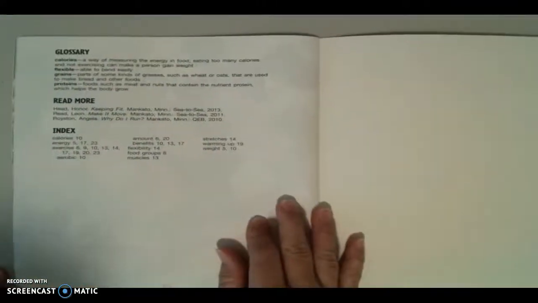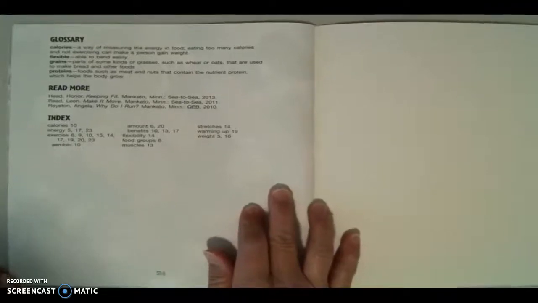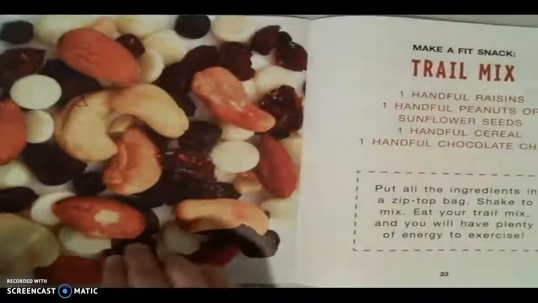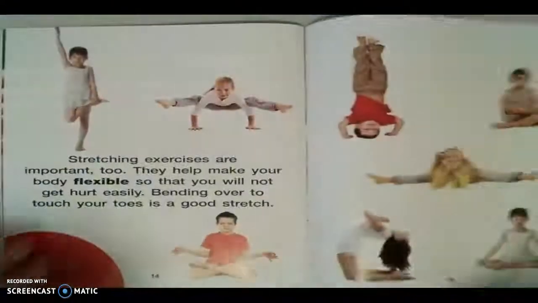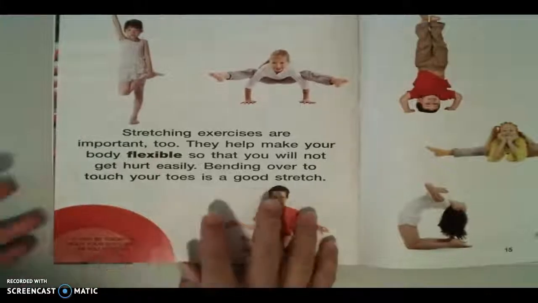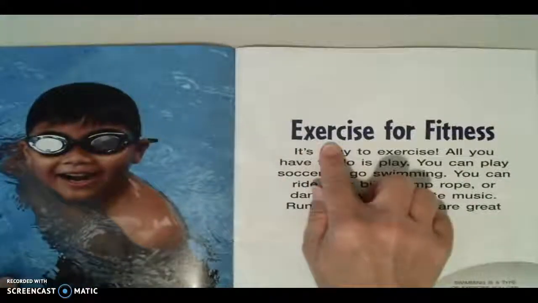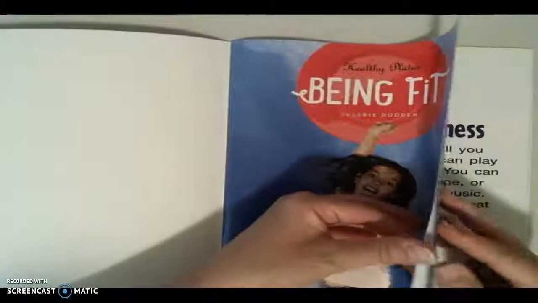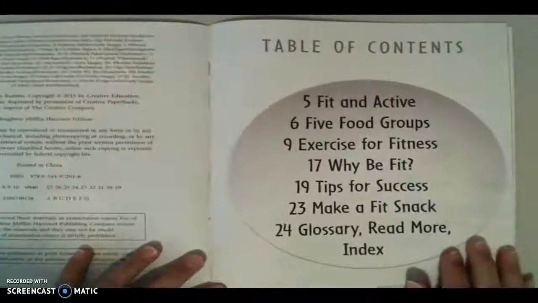And that's the end of the story. I hope you enjoyed our informational text. So the next time you read an informational text, look for all those parts, the glossary, the index. Look for captions. And look for headings. And, of course, look for the table of contents.